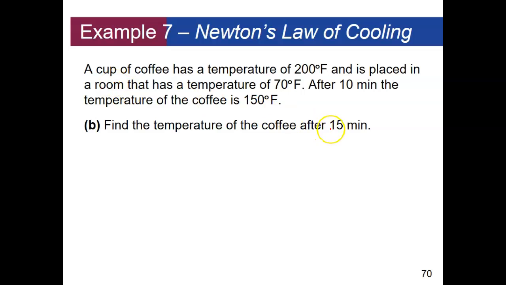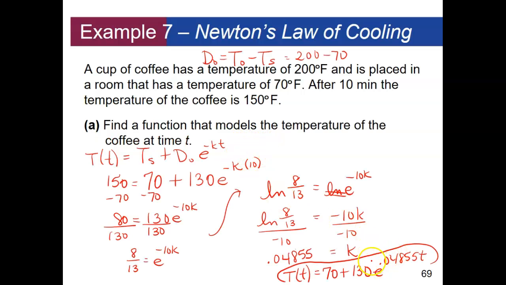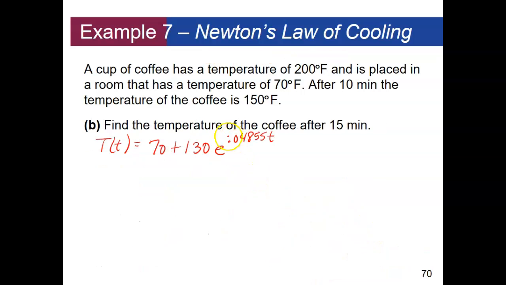Okay, so find the temperature of the coffee after 15 minutes. So we're going to use this same model that we just got through constructing. So we're going to have 70 plus 130 e to the 0.04855 t. And actually, looking back on that, that was supposed to have been a negative. It should have been a negative. All right, so to find the temperature of the coffee after 15 minutes, I'm going to do T of 15.